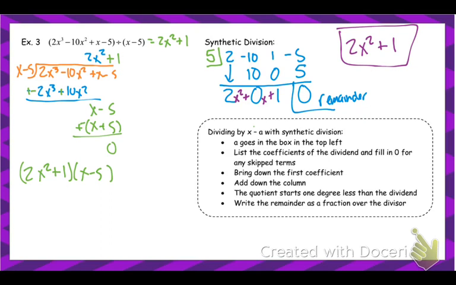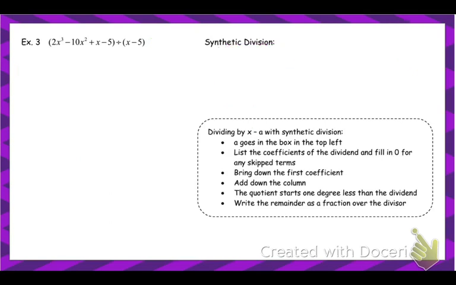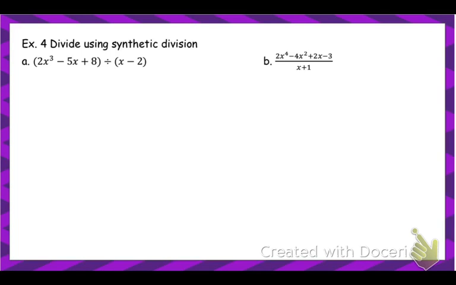Biggest mistakes typically with synthetic division is putting the wrong sign on this number or forgetting any zeros that may need to go in that spot. All right, so again, let's look at the next one. We're going to put 2 in the box in the top left. I'm going to write my coefficients. So 2, 0x squared, negative 5 and 8. So don't forget that 0.